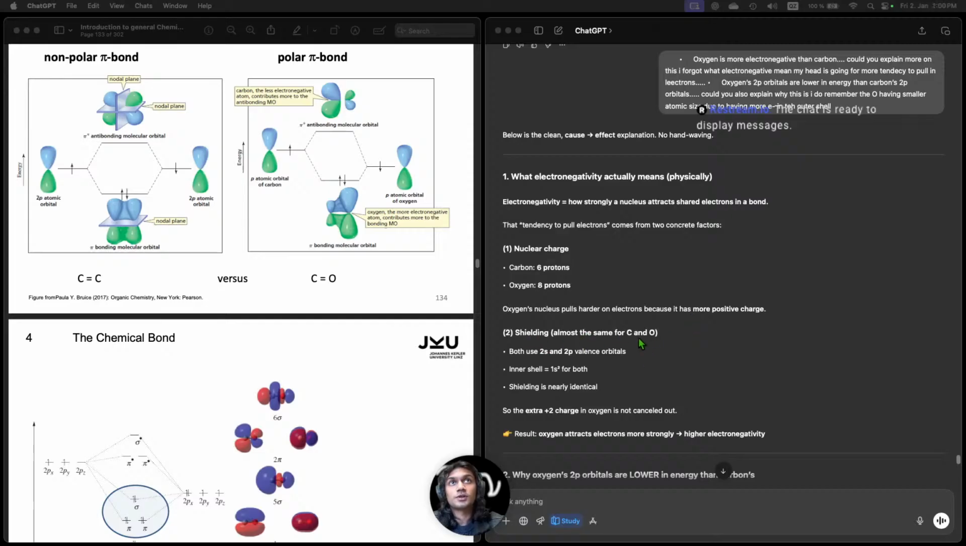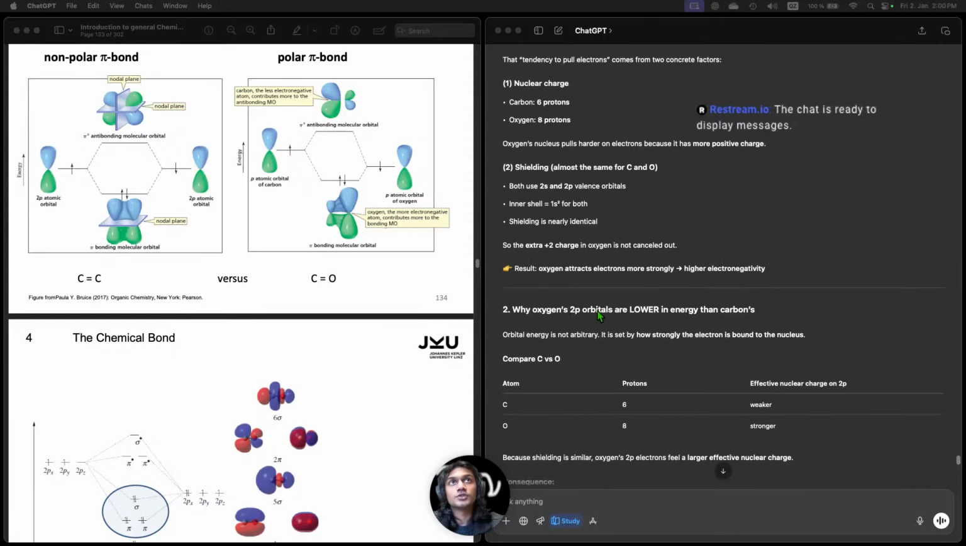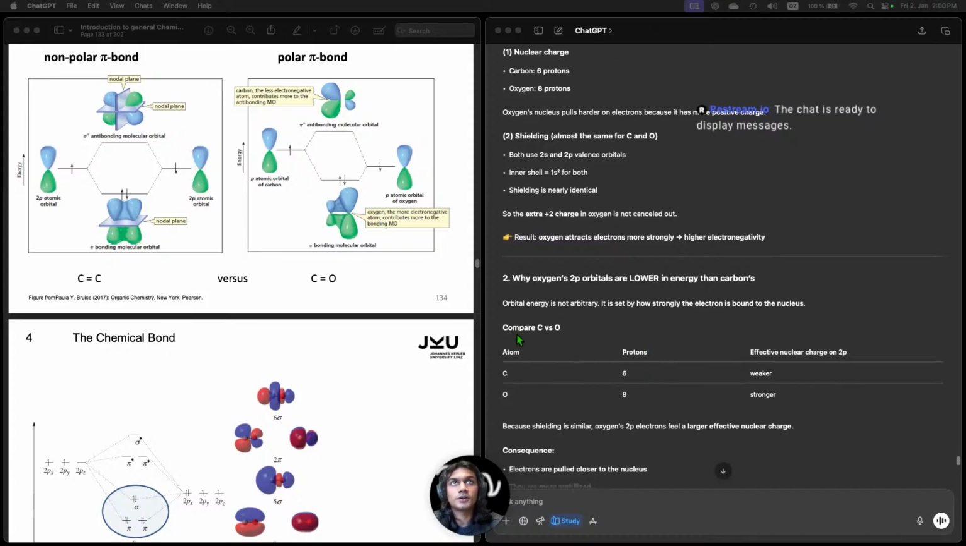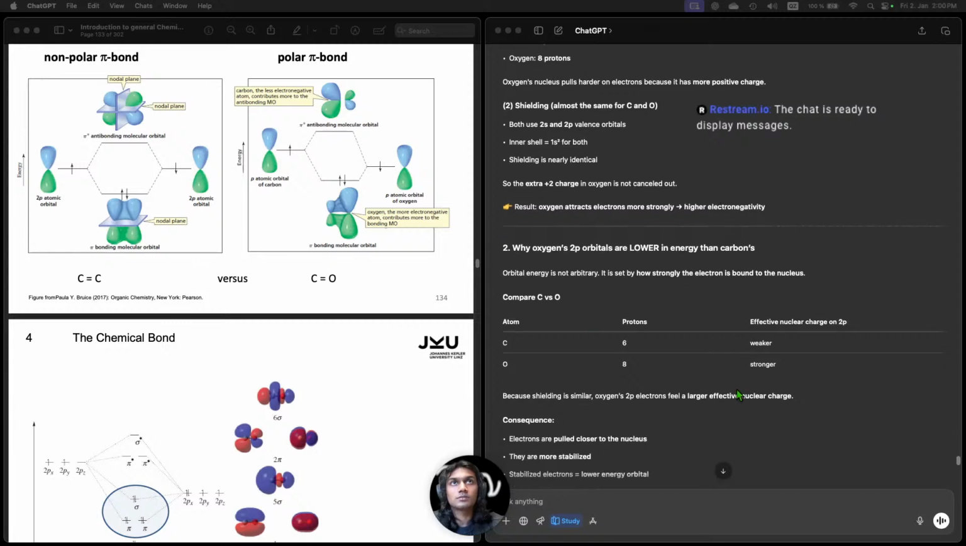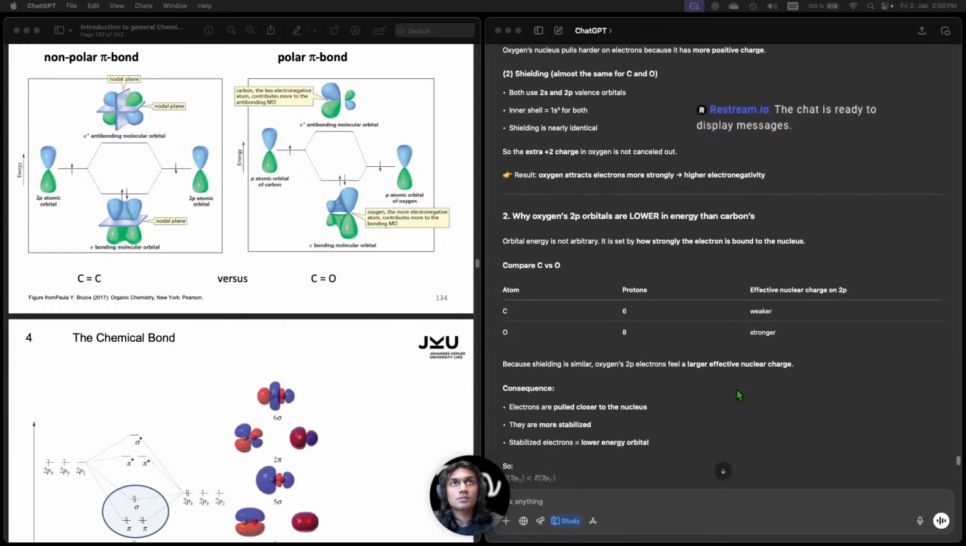Shielding is almost the same for carbon and oxygen; both use 2s and 2p valence orbitals with inner shell 1s for both. Shielding is nearly identical, so the extra plus 2 charge in oxygen is not cancelled out. Why is oxygen's 2p orbital lower in energy than carbon's? Orbital energy is not arbitrary. It is set by how strongly an electron is bound to the nucleus. Compare C to O. Because shielding is similar, oxygen 2p electrons feel a larger effective nuclear charge.